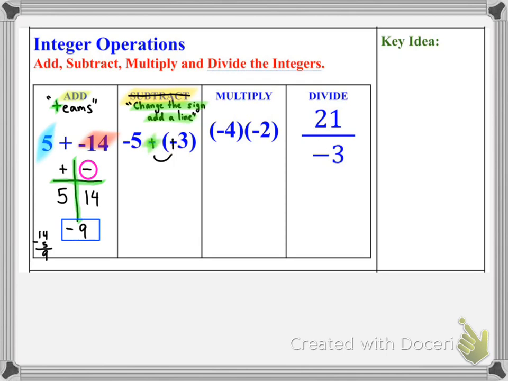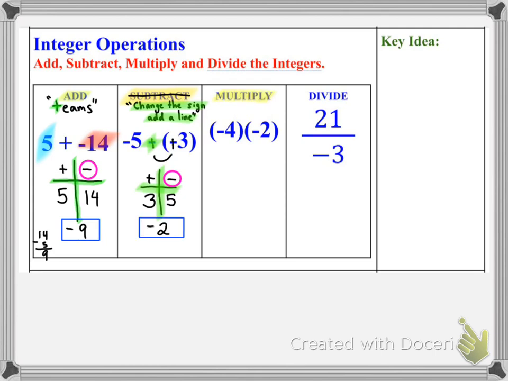And because we're adding, now we go back to the first strategy of doing the T chart, the teams strategy. So positives versus negatives. There's 5 negatives. There's 3 positives. So obviously the negatives are going to win because they have more goals. So they win by 2 goals.